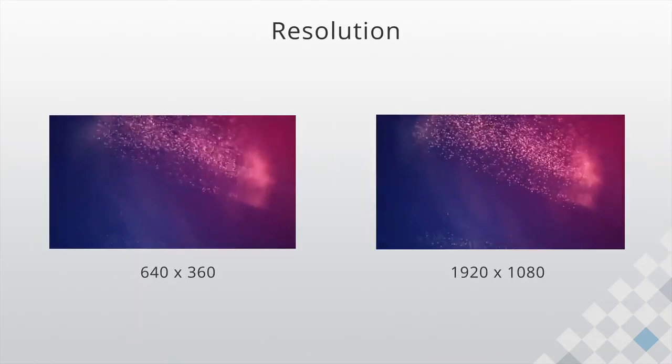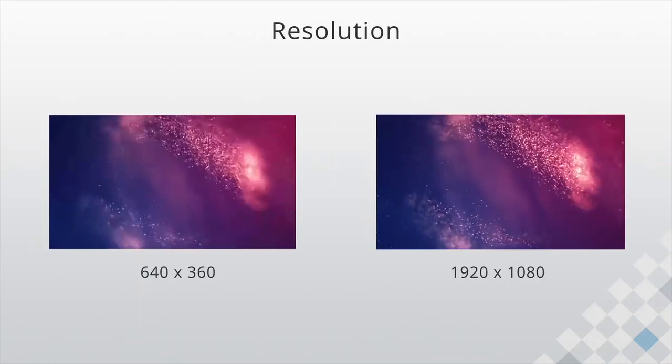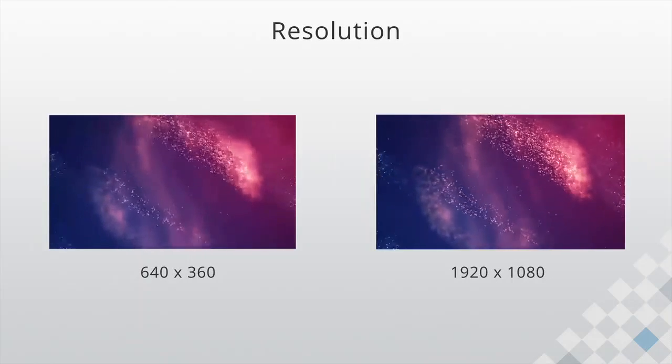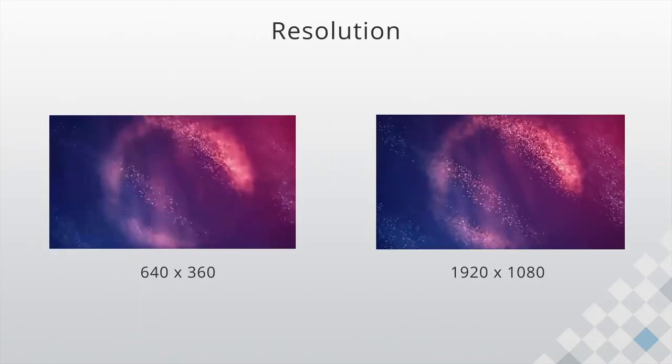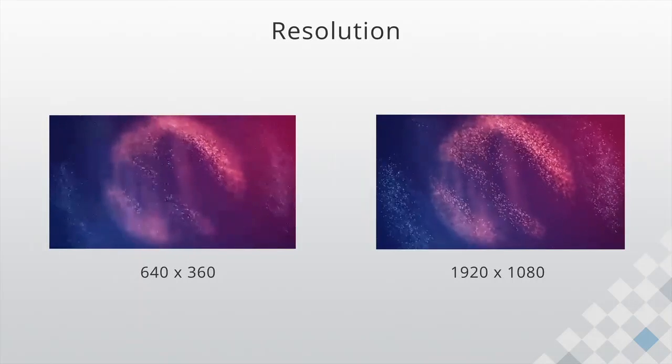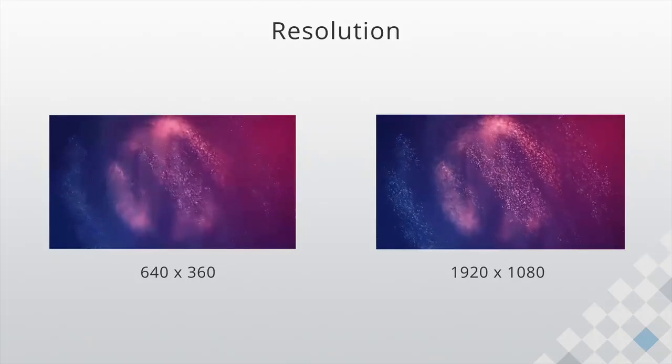Here's an example of the same video playing at 2 different resolutions. As you can see, the high-resolution video has a clean, sharp image, but the low resolution is pixelated, meaning you can see the individual pixels.